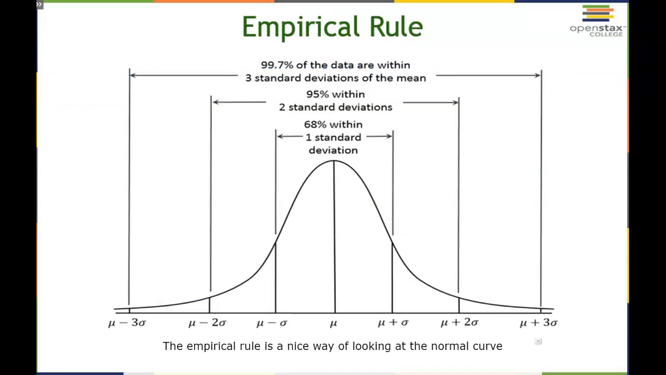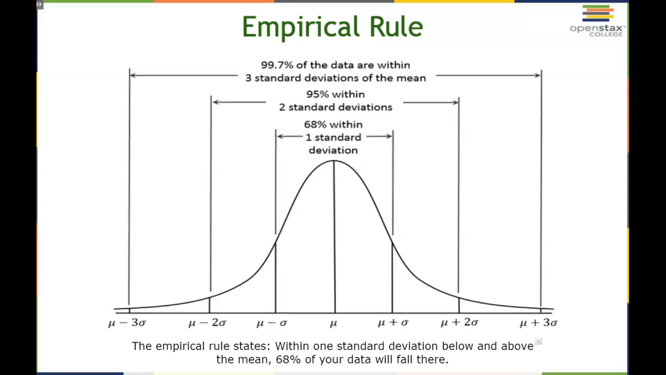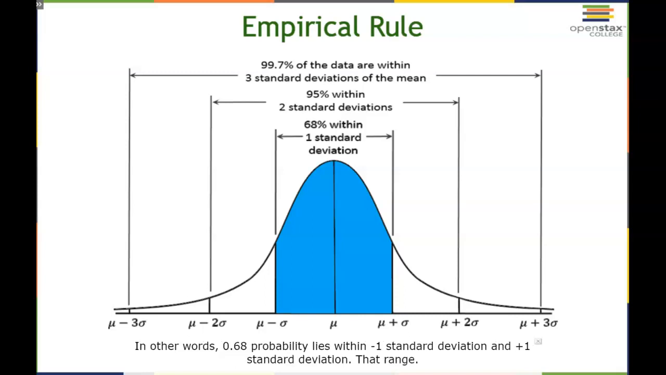The empirical rule is a nice way of looking at the normal curve and getting some information out of it without even doing a lot of math. It's just something I would say that you learn or memorize. The empirical rule states, within 1 standard deviation below and above the mean, 68% of your data will fall there. In other words, 0.68 probability lies within minus 1 standard deviation and plus 1 standard deviation, that range.